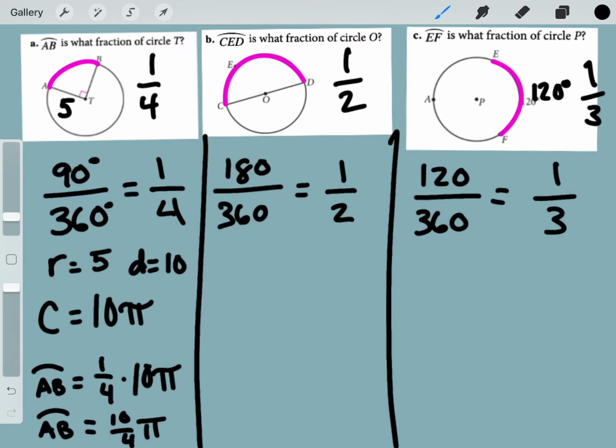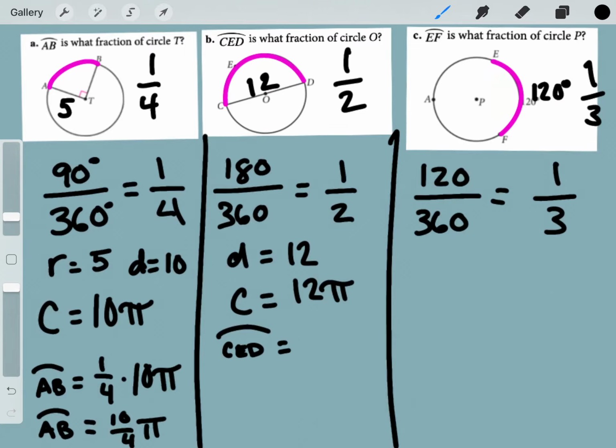So now let's try it with question B. I'm going to give you the full diameter, which is 12. So if the diameter equals 12, what is the circumference? The circumference is going to be 12 pi. And now I want to figure out what is the arc length of CED. Well, if we know the full circle is 12 pi, and arc CED is a semicircle, so it takes up half of that circumference, we are just going to multiply the fraction of the circle it takes up by the total circumference.